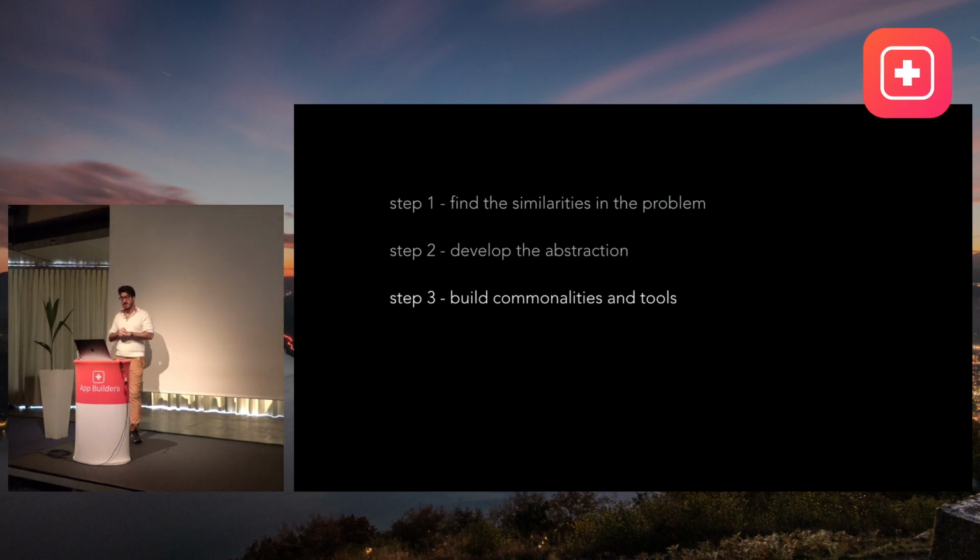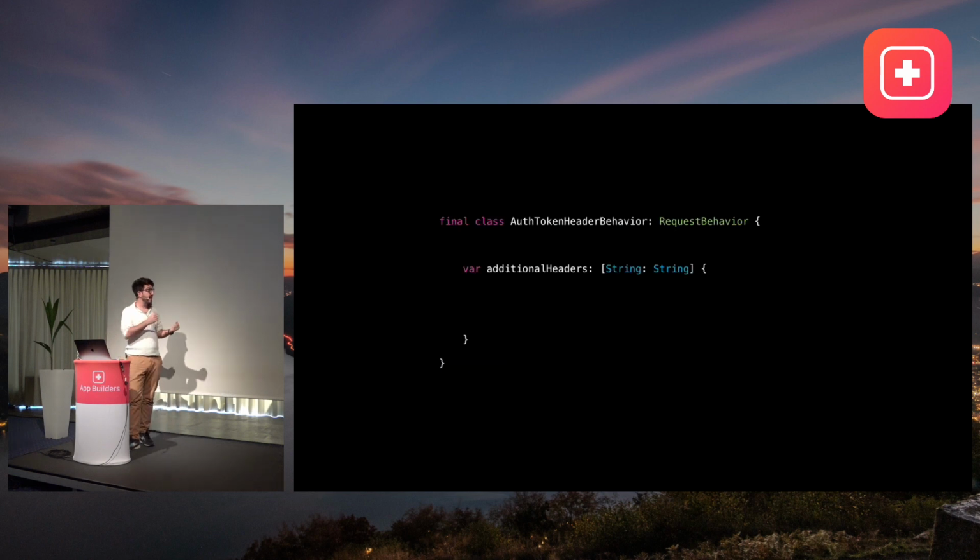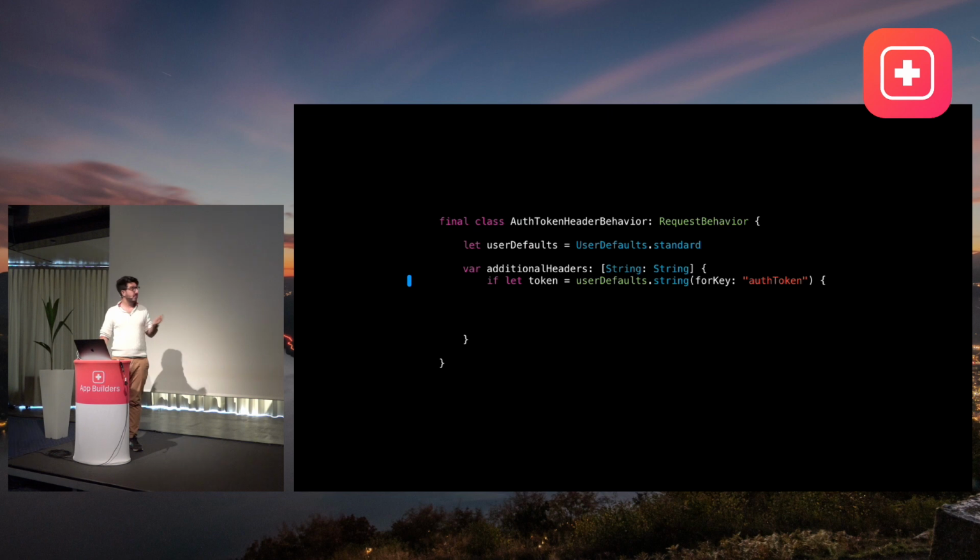So that's step 3. Step 3 is to build the commonalities and the tools that will magnify your work, right? And step 4 is to actually do the work of extracting all the things into the little parts. So I'm not going to go through each of our 3 behaviors. I will go through one of them. Here's our auth token header. We only need to override the additional headers part of the protocol. We know we're going to need access to the user defaults because that's where our user token is. We can pull it out, and if it is there, we'll send it along. If it's not there, no need to send anything.